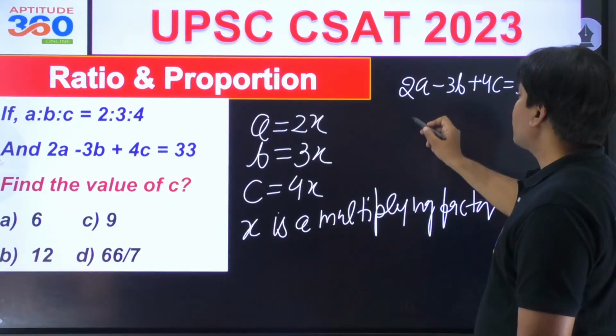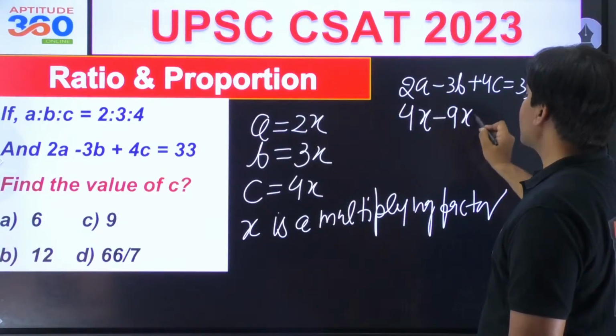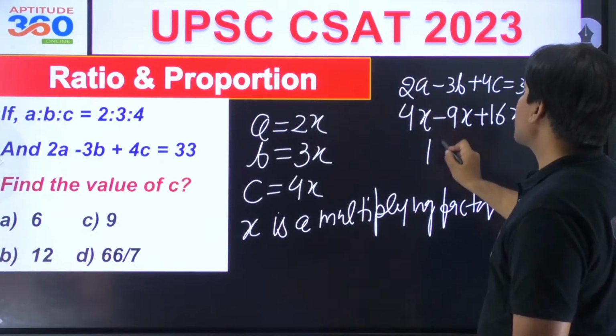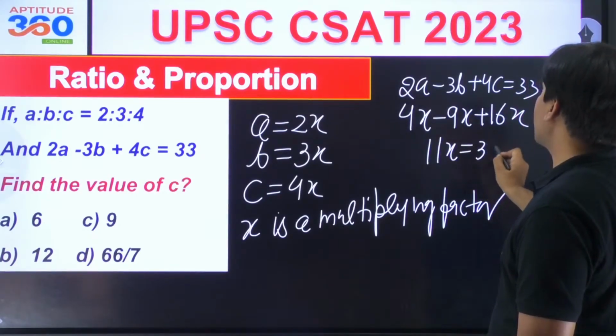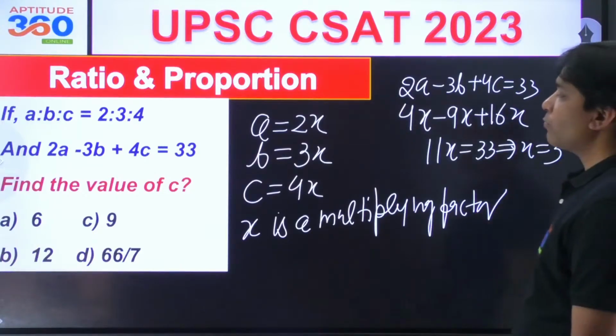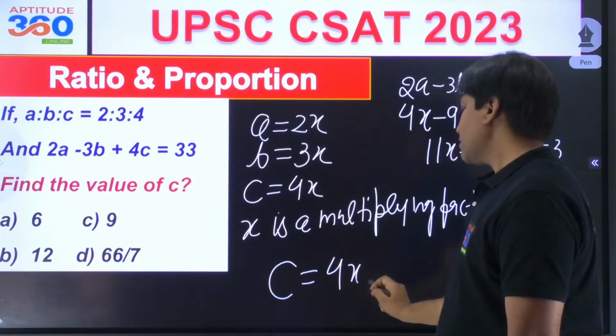So what is this value out here? This has to be 4x, 9x plus 16x. So this is 11x is equal to 33. What is the value of x? It is 3. So you got the multiplying factor. What is the value of c? C is 4x, 4 into 3.